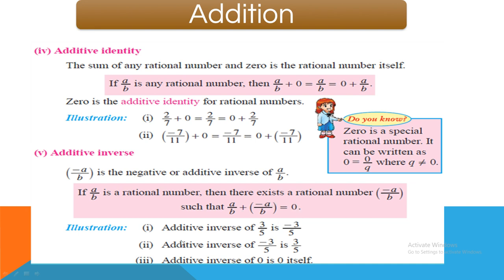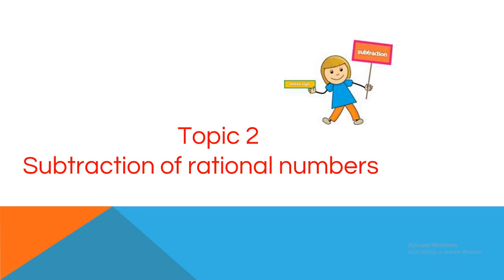That means, for example, additive inverse of 3 by 5 is minus 3 by 5 such that if we add both of the numbers together, we will get 0 as the result. Additive inverse of minus 3 by 5 will be positive 3 by 5. What will be the additive inverse of 0? 0 will be 0 itself. What number to add in 0 to get 0 again? That number will be 0. Okay. So additive inverse of 0 is 0.